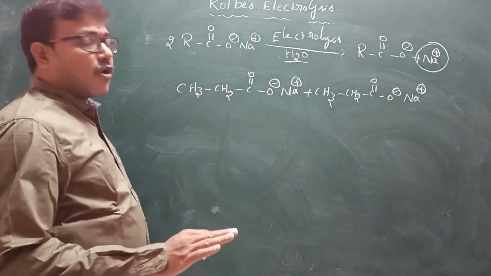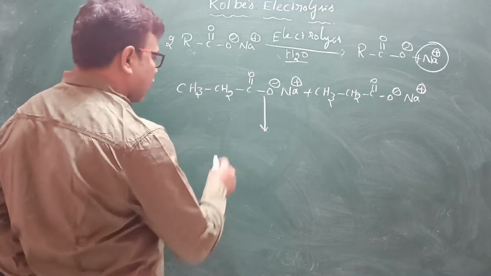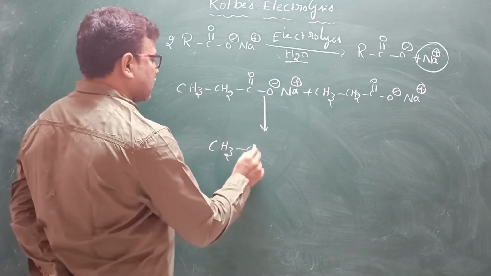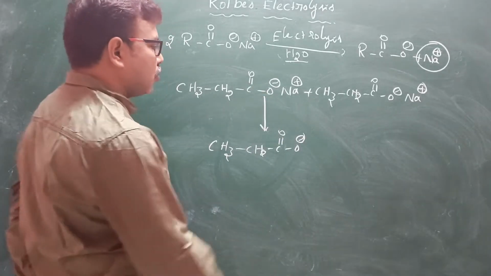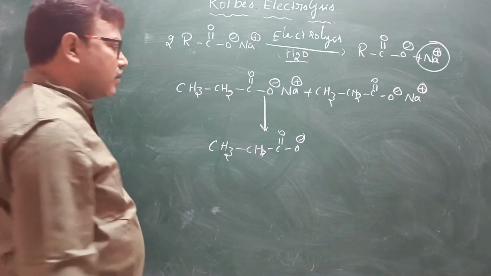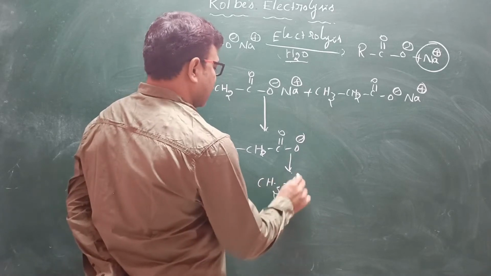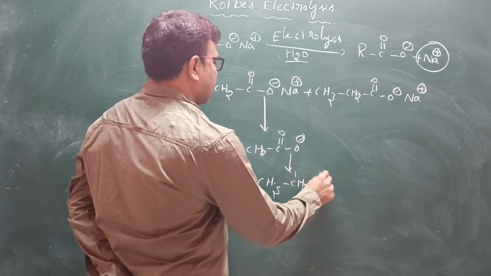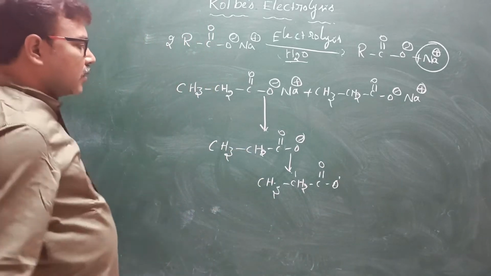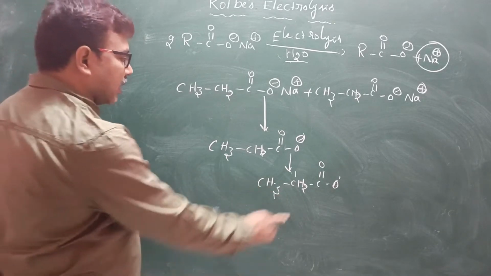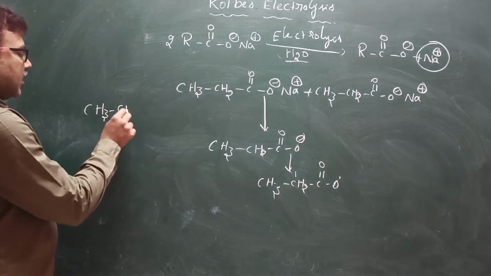Already you know, here we get how many free radicals? First, the compound undergoes ionization. CH3CH2COO minus gives the propanoate anion. It undergoes oxidation to give the free radical CH3CH2COO free radical. So this is one free radical. For another free radical, it undergoes homolytic cleavage to give CH3CH2 free radical.